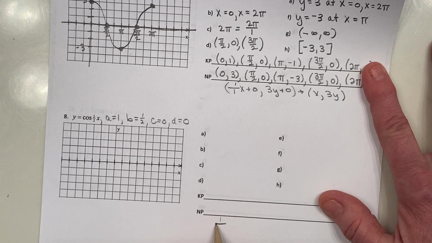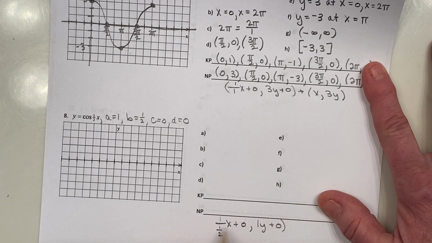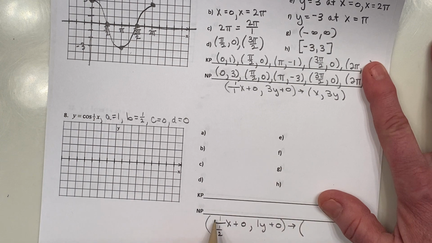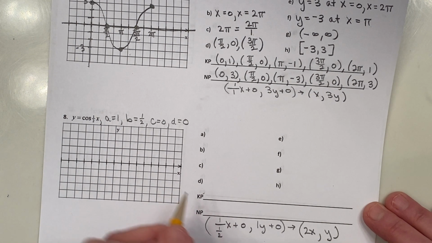So 1 over b, 1 over 1/2 times x plus c, a times y plus d. We know 1 divided by a half gives us 2 x's, with no changes to the y-coordinate. So we're just going to double all the x's of the key points and keep the y-coordinates the same.